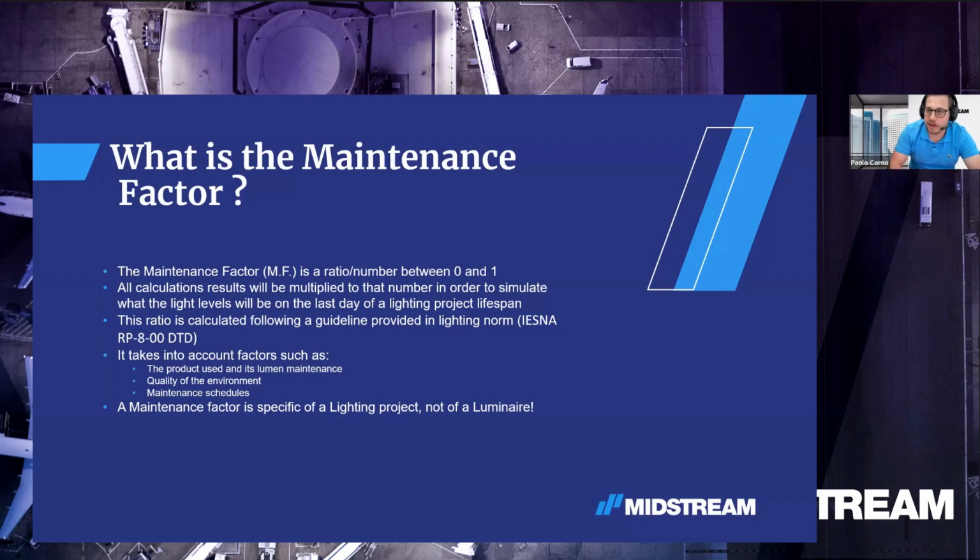Then a big part of this calculation is the quality of the environment. So both the temperature, the level of dirt that will accumulate on the luminaires, and the maintenance schedules, which serve as an indication of how often we restart with a perfectly clean environment. So it is important to say that the maintenance factor is specific to a lighting project, not to a product. You cannot say, oh, my product has a maintenance factor of 0.95. There's no such thing. Maintenance factor belongs to a lighting plan, a lighting project. The same product used in different environments and different projects will result in a different maintenance factor.